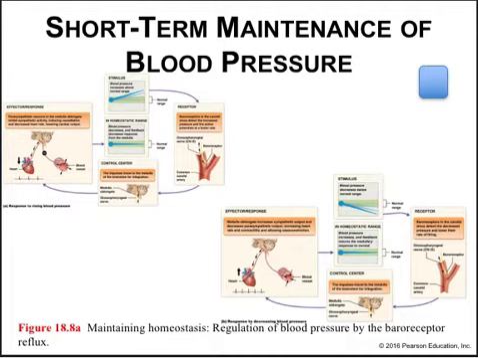The opposite feedback loop will occur if the systemic blood pressure decreases and the receptors detect less stretch, and the rate of depolarization of the baroreceptors decreases. In response, the medulla stimulates the sympathetic nervous system to increase blood pressure. Okay, so you can see how short-term maintenance is going to operate here.